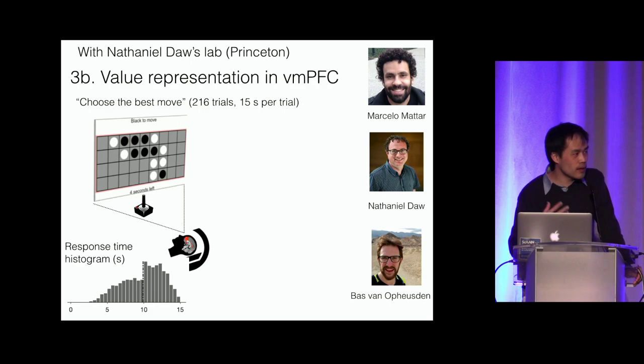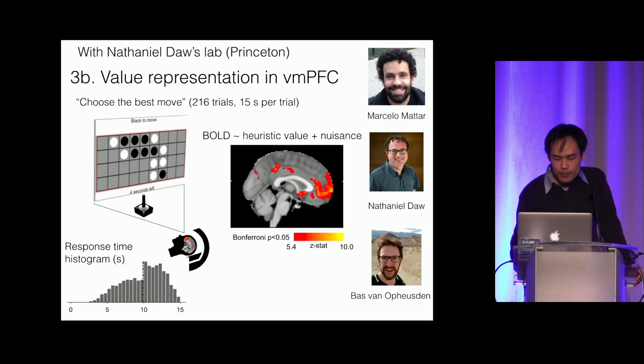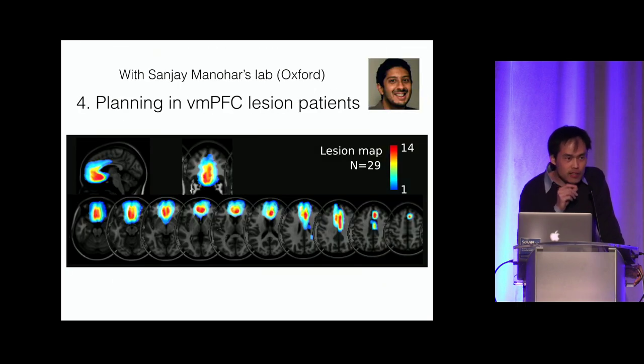And it's actually helpful here that this is a game that requires quite a bit of deliberation, so that people don't have a tendency to make a move in 1 or 2 seconds. And we started doing an analysis where we put in the heuristic value from the model with weights fitted to separate games as a regressor, and we have also nuisance regressors that have to do with motion, for example. And we already see activation in prefrontal cortex and in the basal ganglia. So the next step is then to also try to look at the dynamics of this value representation.